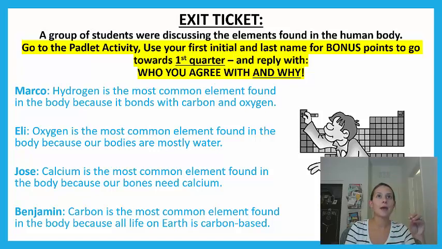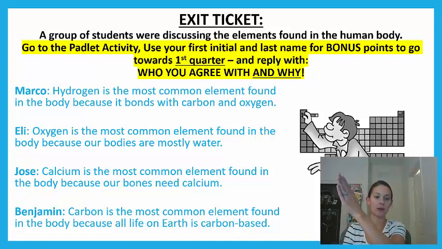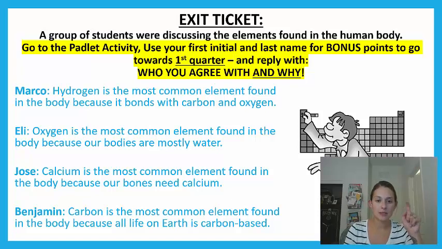I want you to go to the Padlet activity, and you'll see that there's 4 columns on the Padlet, one for Marco, one for Eli, one for Jose, and one for Benjamin. What I want you to do is add a post underneath the person that you agree with here. Do you agree with Marco that it's hydrogen? Do you agree with Eli that it's oxygen? Do you agree with Jose that it's calcium? And do you agree with Benjamin that it's carbon?